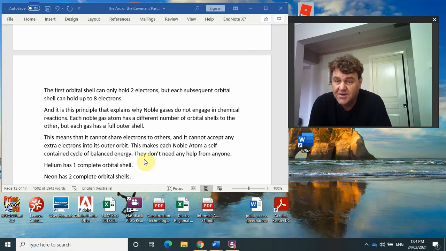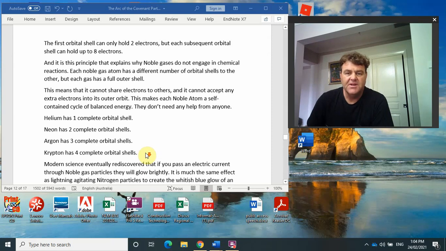And this makes each noble atom a self-contained cycle of energy. They are balanced. They don't need any assistance from another atom to get their balanced energy cycle. They just are that in their own right. So helium, the first one, the smallest and the lightest, has 1 shell with 2 electrons in it. Neon has 2 complete orbital shells. Argon has 3, and krypton has 4 orbital shells.